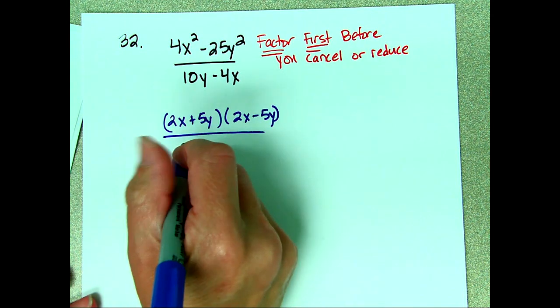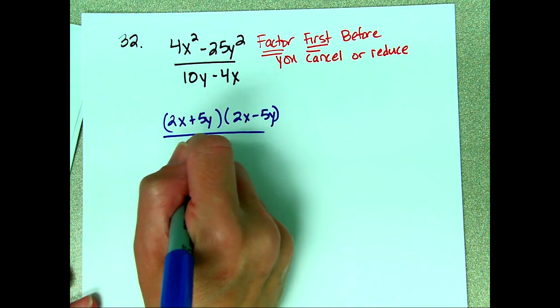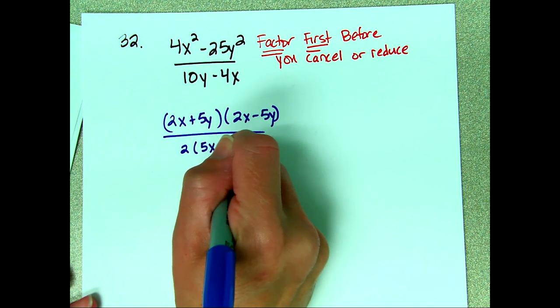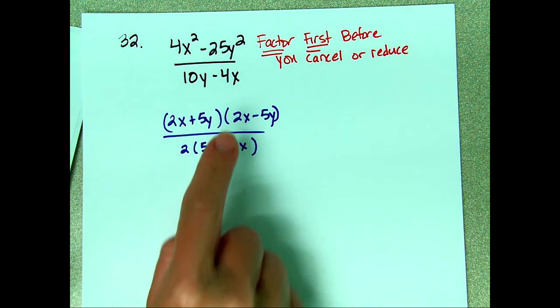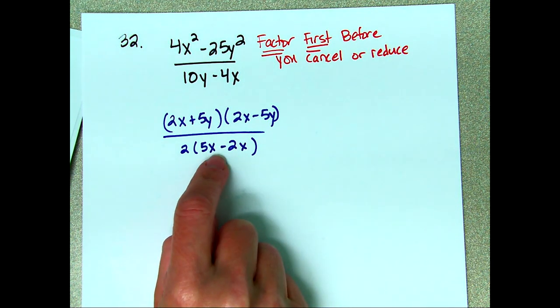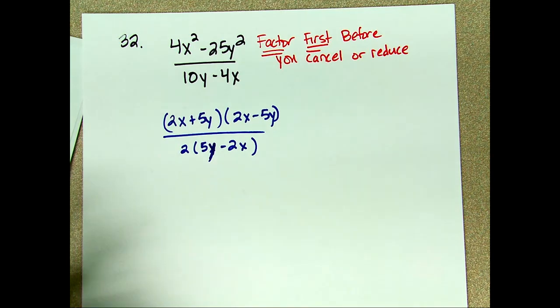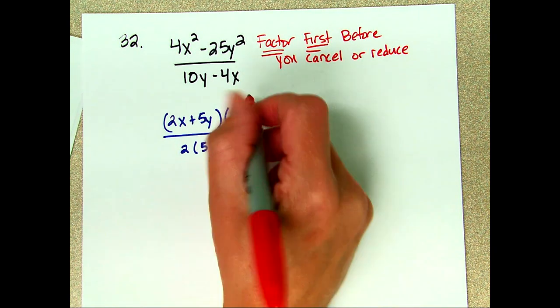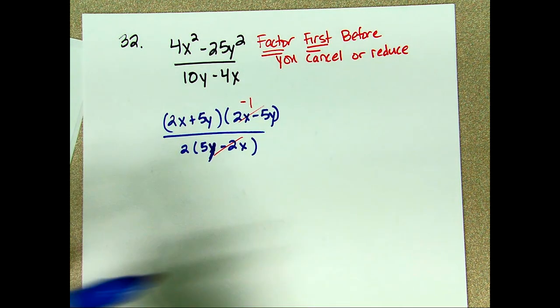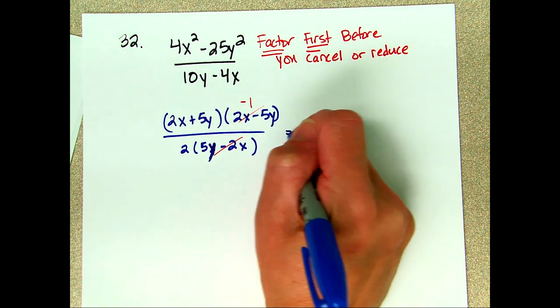2x minus 5y and 5y minus 2x, they're opposites. When you cross them off, you have a factor of -1. The answer is negative 2x plus 5y all over 2. The answer for 32 is A.